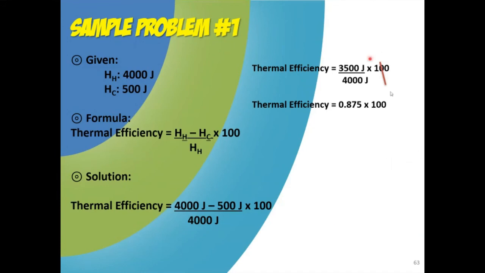I made a mistake, I'm sorry about this. We will change it. There, we changed it. So there it is, we divided 3,500 by 4,000. The result is 0.875 times 100 so that we get a percentage. So its thermal efficiency is 87.5%.